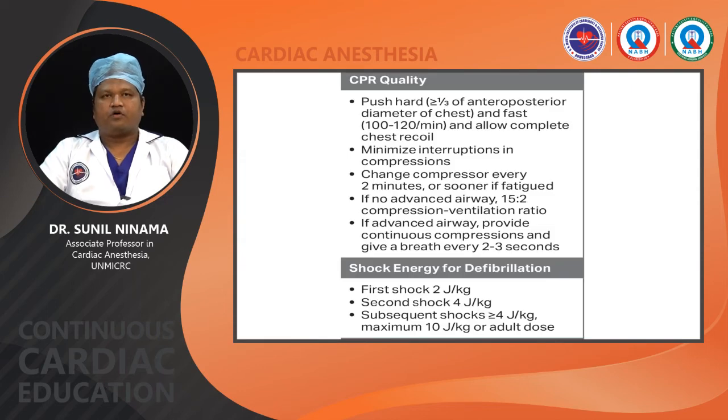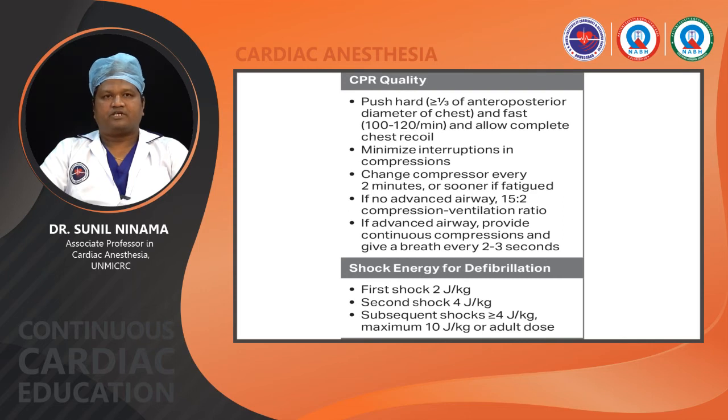For CPR quality in the pediatric patient, push hard and push fast: push at least 1/3 of the anterior-posterior diameter of the chest, and push at a rate of at least 100 to 120 per minute. Allow complete chest recoil, minimize interruptions during compressions, and change compressors every 2 minutes. If there is no advanced airway, give a 15:2 compression-ventilation ratio.